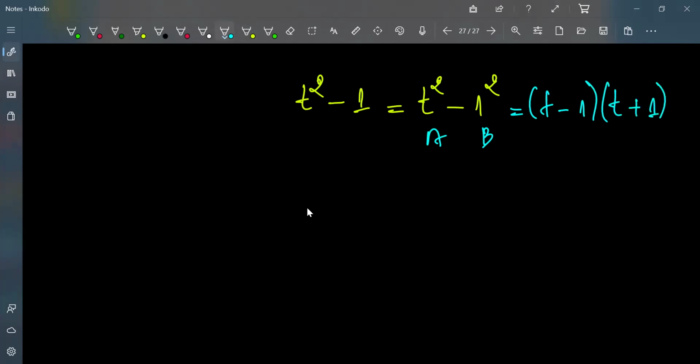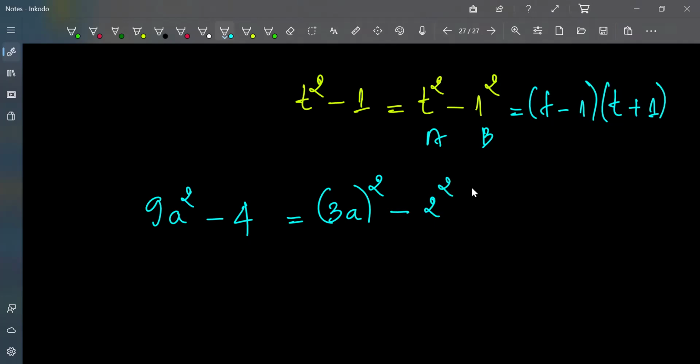Okay, so next, if I have 9a square minus 4, 9a square we can write as 3a square, and 4 we can write as 2 square. So the answer is 3a minus 2 multiplied by 3a plus 2.